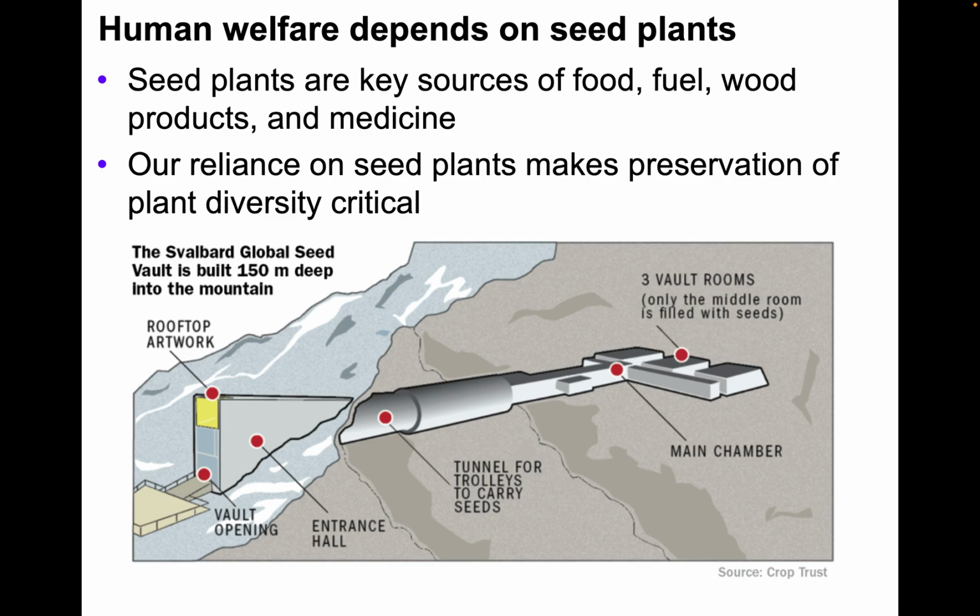All right, again, looking at human and economic impacts. Human welfare definitely depends on our seed plants for food, fuel, wood products, medicine, definitely food. Our need for these means we need to carefully think about preservation. There have been plenty of times throughout history where a dominant food source has become at risk of completely dying out because of a new pathogen that can target that plant.